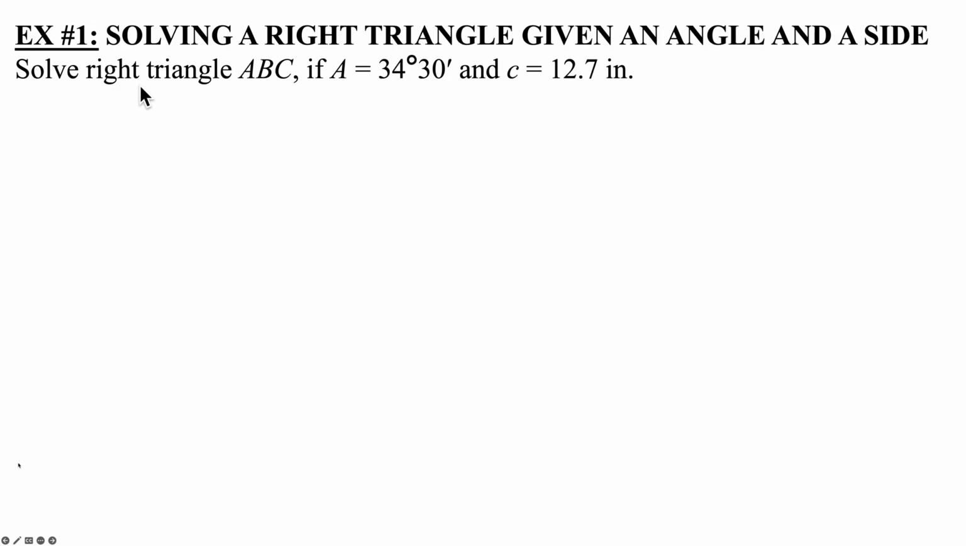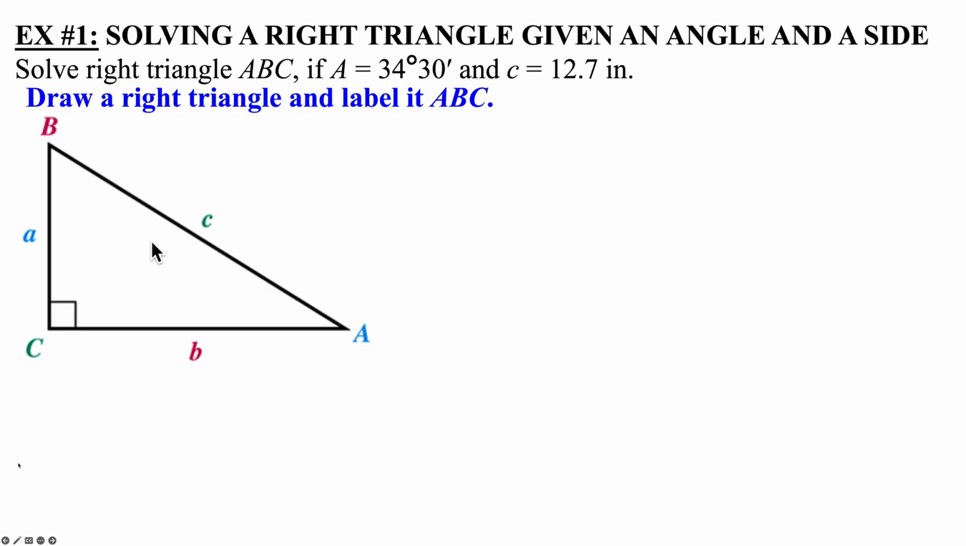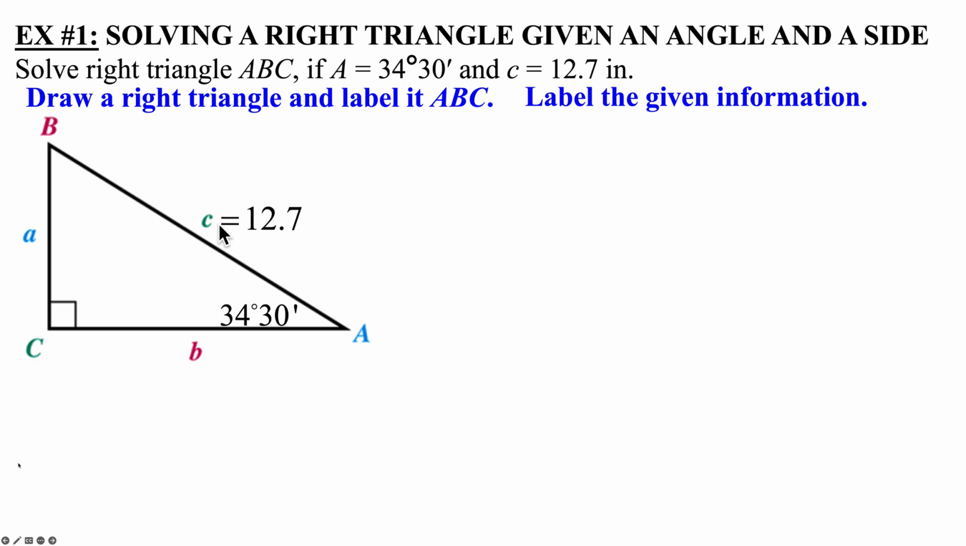So if we want to solve the right triangle ABC, it's best to draw your right triangle. Pictures are worth 1,000 words. You can draw it this way, or have A here and B up here and C down here, whatever you want to do is fine by me. Then we start labeling all your sides and angles that are given. So 34 degrees, 30 minutes is going here. 12.7 is going in for C.